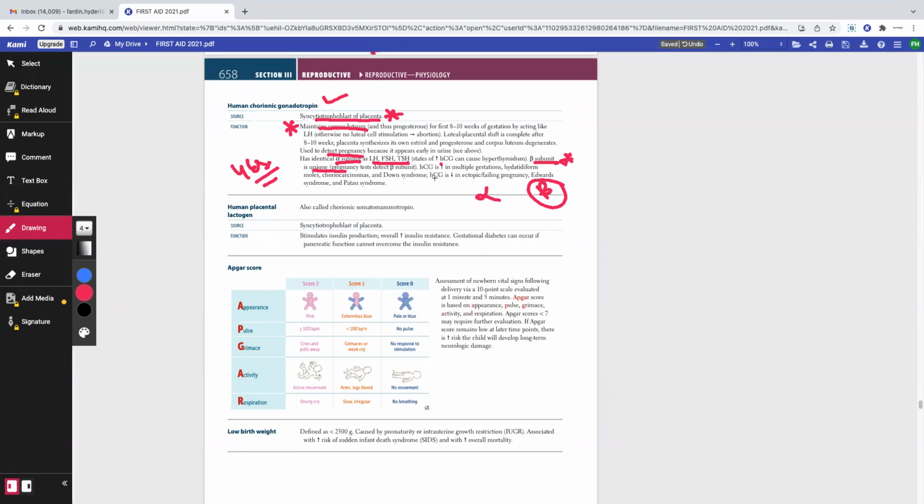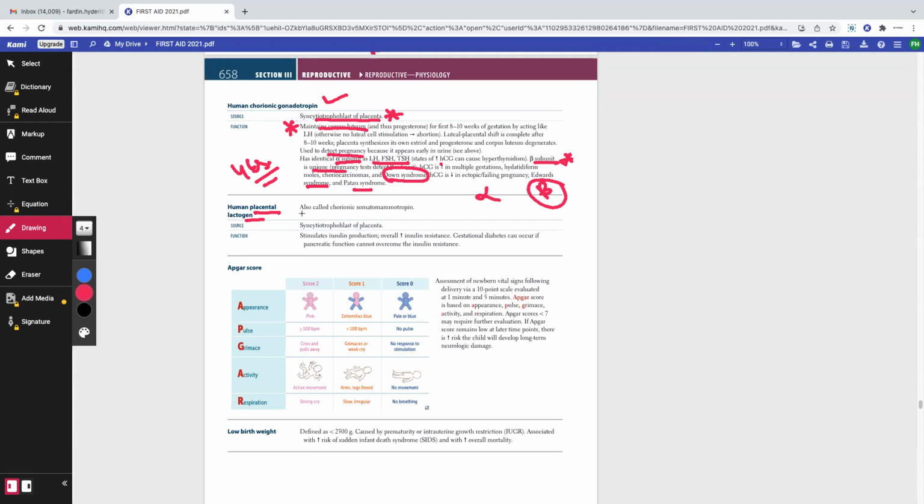HCG is decreased in ectopic pregnancy or failing pregnancy, and Edwards and Patau syndrome, but Down syndrome, that's also very high yield. Another thing I need you to identify over here is that HCG is high in Down syndrome, by the way. And HCG is low in Edwards syndrome and Patau syndrome. So that means in trisomy 21, HCG is high. In 13 and 18, HCG is low.